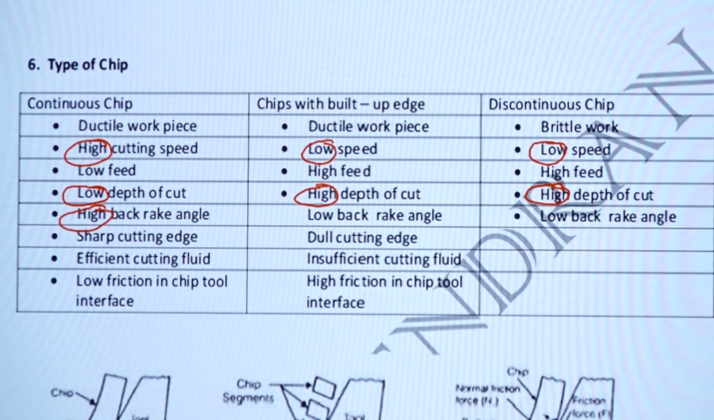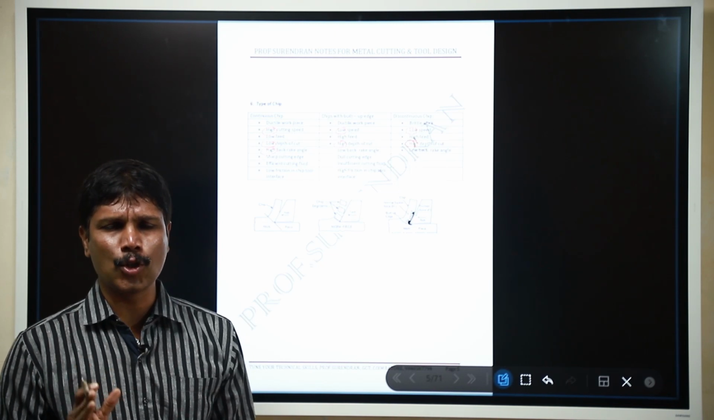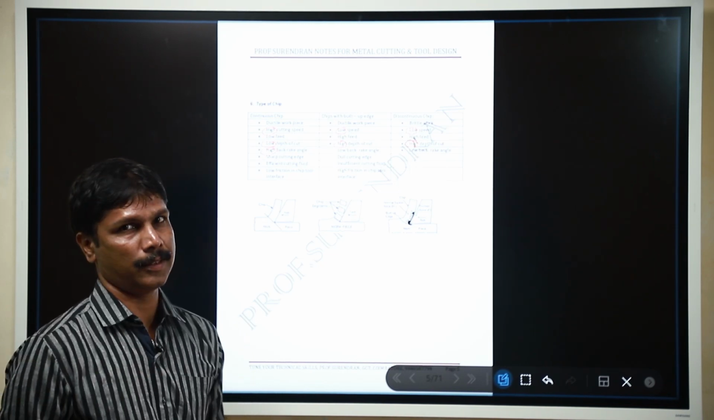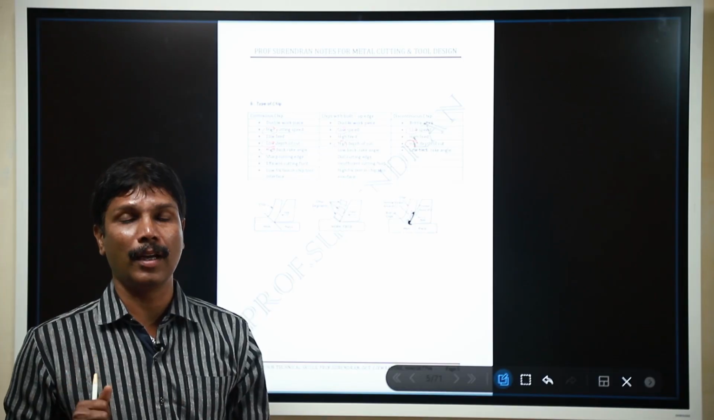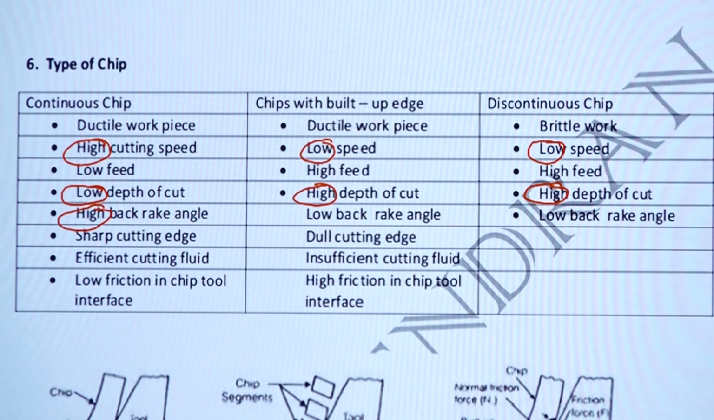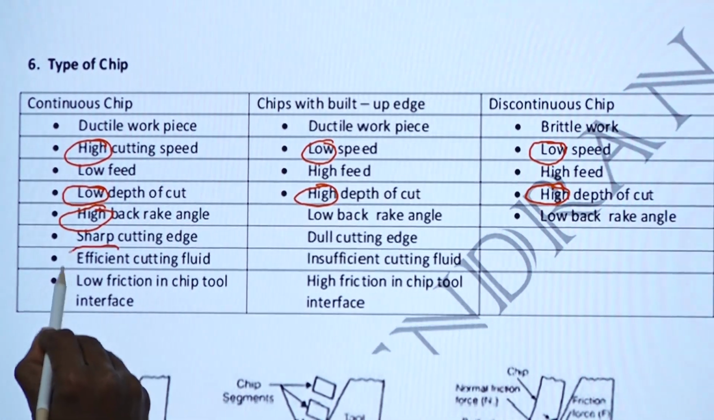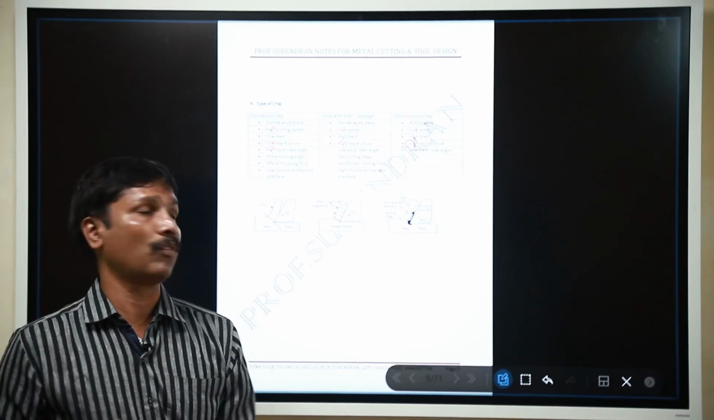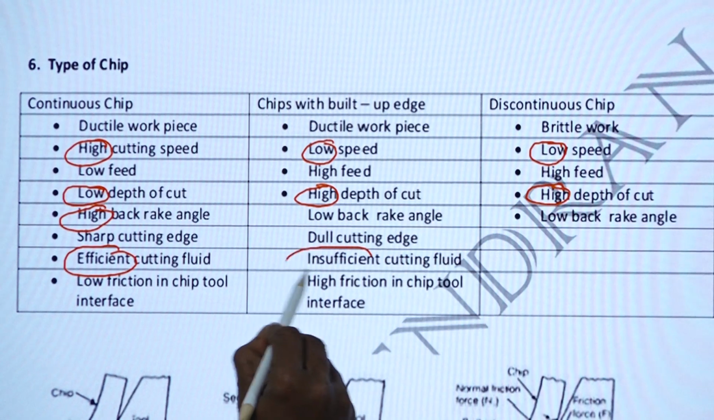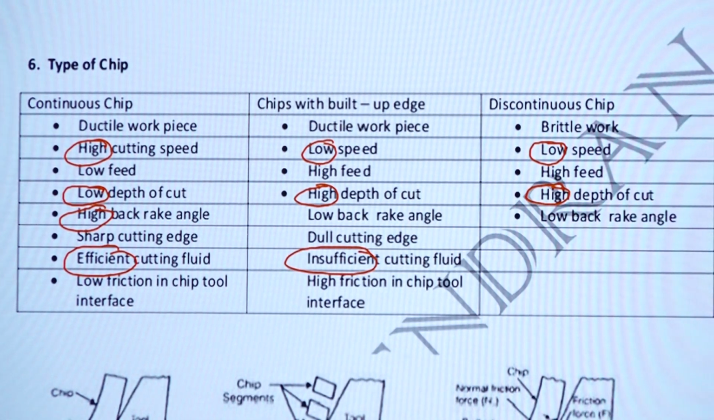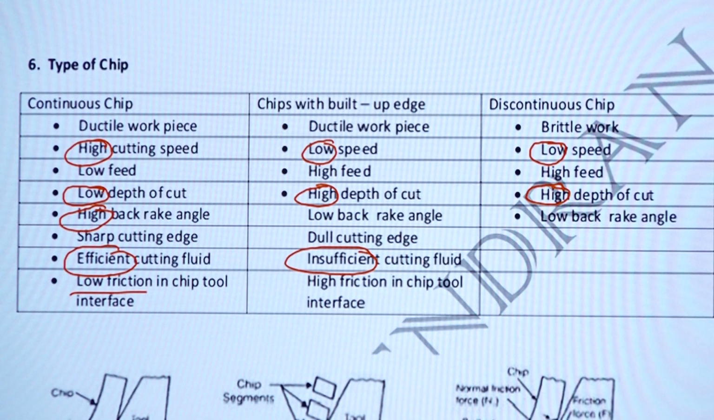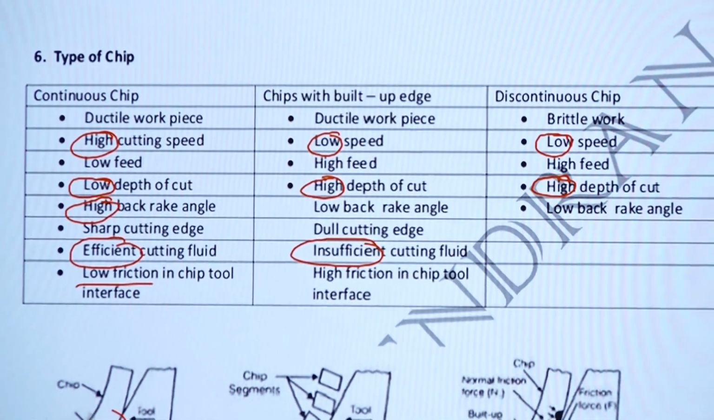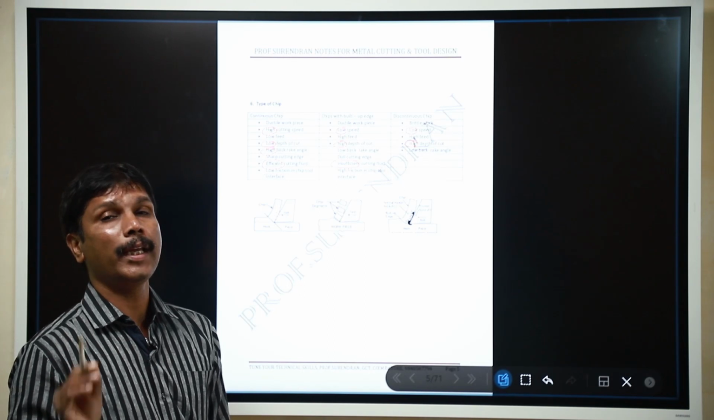You can observe that continuous chips are produced by a sharp cutting edge, whereas the built-up edge is formed due to a dull cutting edge. And there is sufficient cutting fluid here, and here insufficient cutting fluid. Continuous chips are produced because of the low friction in the chip tool interface. This is a tool and this one is a chip. This interface is called the chip tool interface.